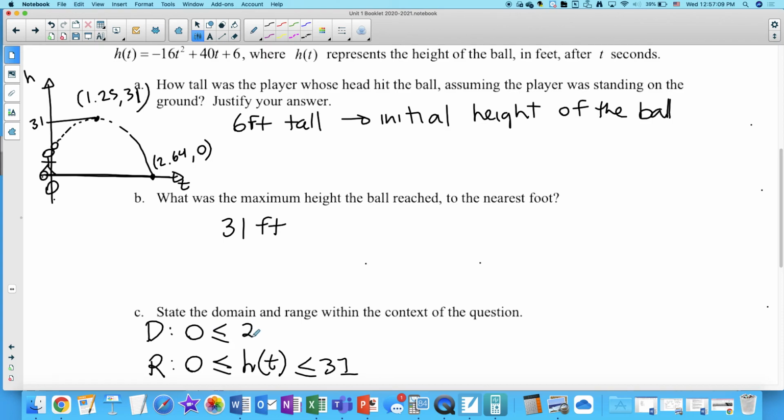Okay, on the Casio, if you want to know that value, you can go G-solve again, and this time you're looking for root. Okay, and there it is, 2.640. Okay?